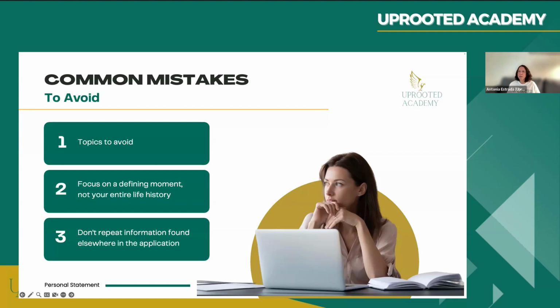And finally, don't repeat information found elsewhere in the application. Keep in mind that the Common App essay and the supplemental essays work together to give a full picture to the admissions committee, right? They're kind of different pieces of the puzzle. So you shouldn't repeat in your supplemental essays what you've already said in your Common App essay. Think of each essay as a chance to reveal a new part of what makes you. Each essay is a snapshot. So make sure that there's not a lot of overlapping information.